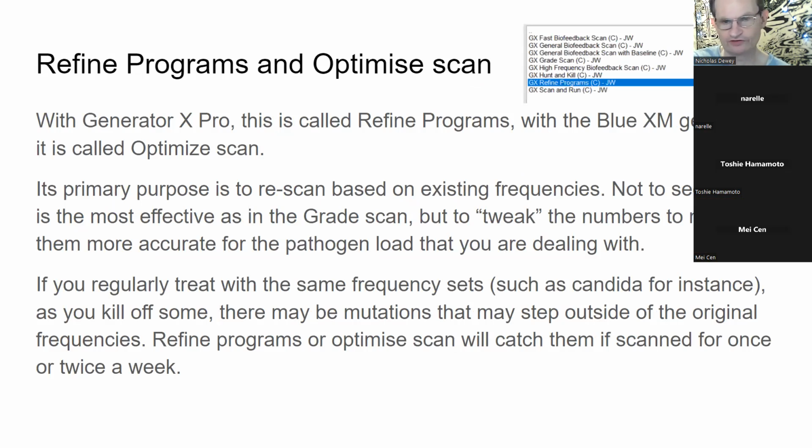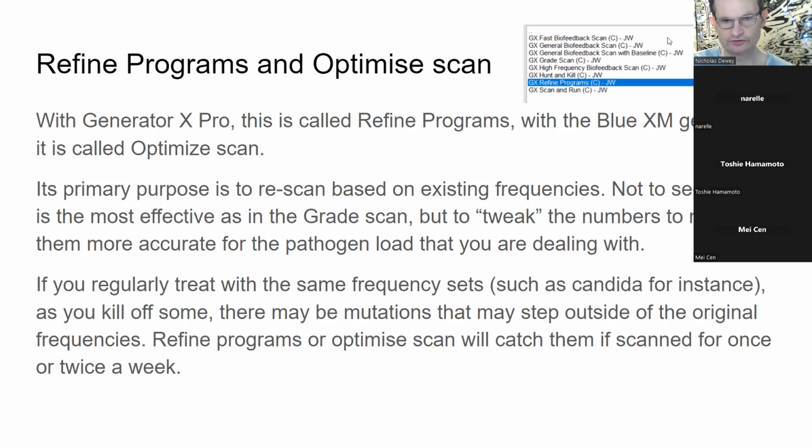Now, refined programs means taking existing numbers and making them more accurate to your body. So refined programs can be run on existing database frequency sets so that, instead of, let's say, a frequency number of 2000, it goes to 1999.987388642. So you get, let's say, I don't know, 5 or 7 decimal places worth of extra accuracy, which means that it's much easier to tackle your infection.